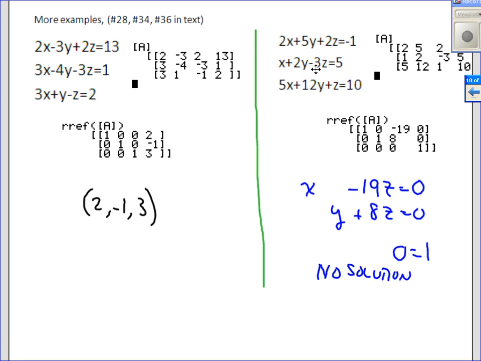Okay, I think this is number 34 in the book, so this is my system. Typed it into my matrix A, did my reduced row echelon form, and then take a look at what I've got here. So the bottom row is not saying z equals 1, but the bottom row is actually saying 0 equals 1, which is not true, so this is our no solution case.